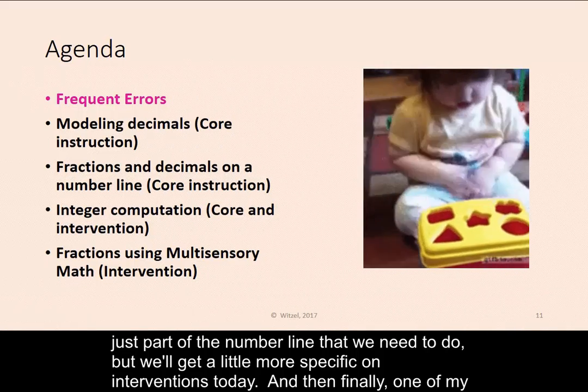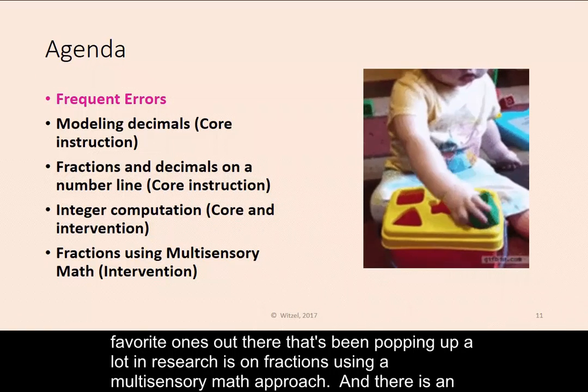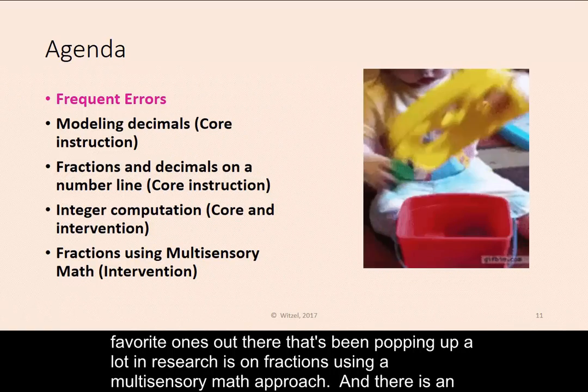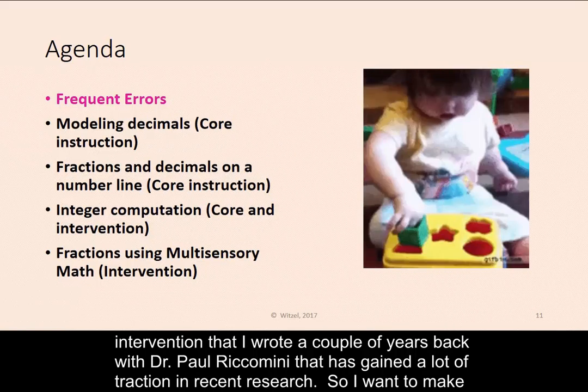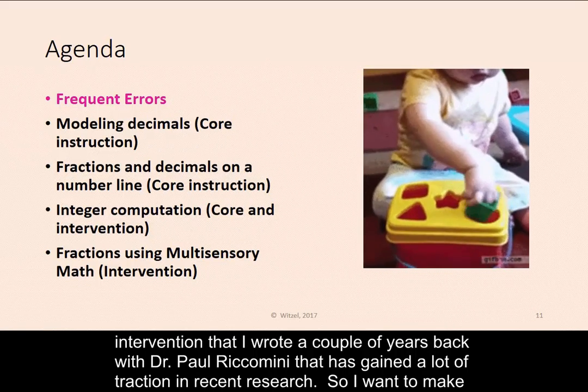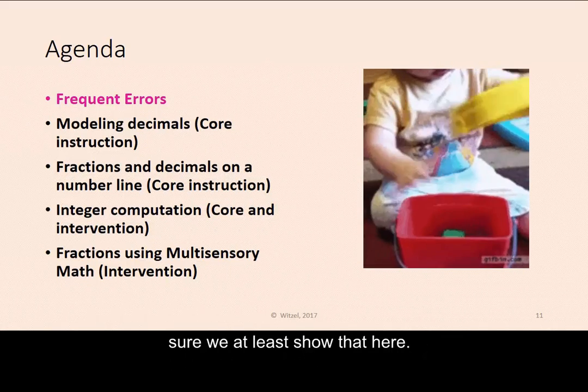And then finally, one of my favorite ones out there that's been popping up a lot in the research is on fractions using a multisensory math approach. And there's an intervention that I wrote a couple years back with Dr. Paul Riccomini that's gained a lot of traction in recent research. So I want to make sure we at least show that here.